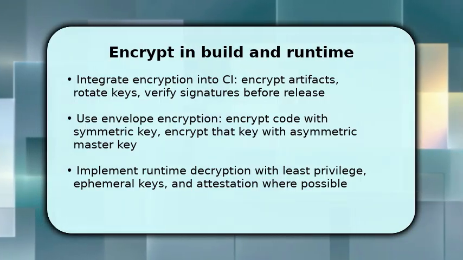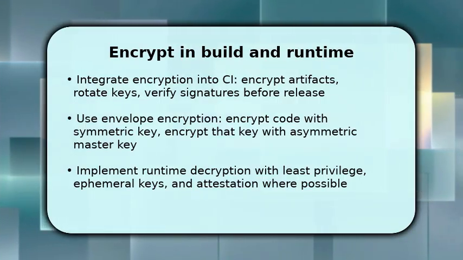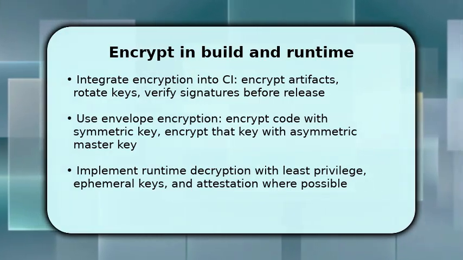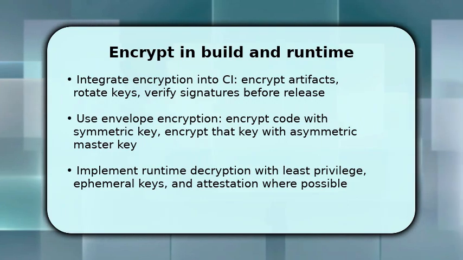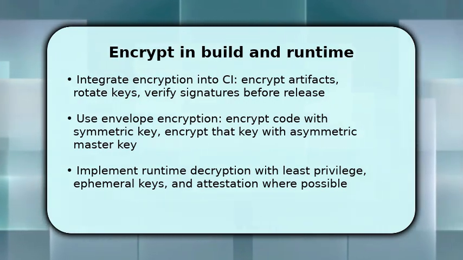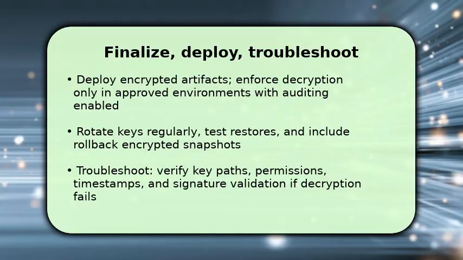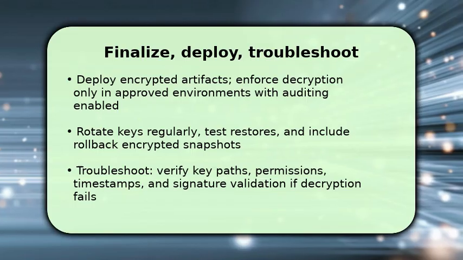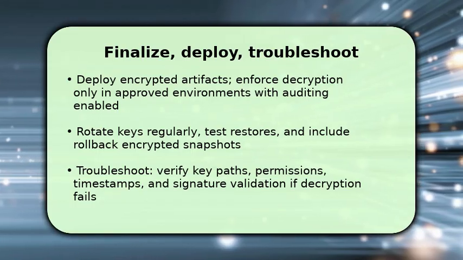Make sure runtime decryption occurs under least privilege using ephemeral keys or short-lived tokens, and, when available, require platform attestation or process identity checks before releasing decrypted code into memory. Finish by deploying only encrypted artifacts and enforcing decryption in approved, audited environments, never on developer machines.